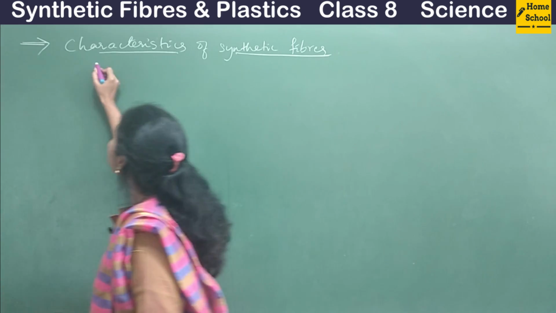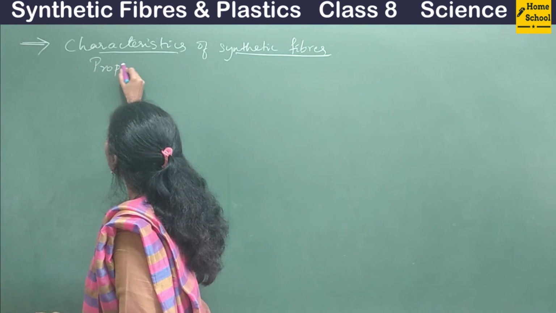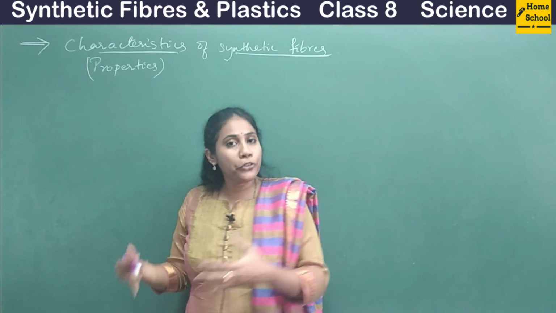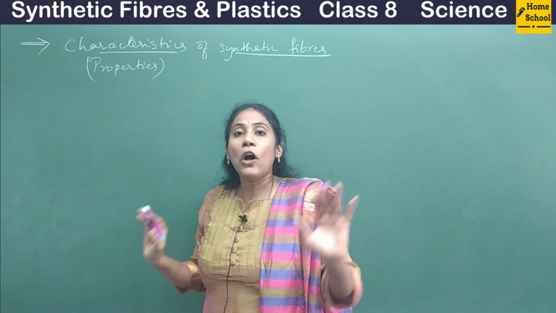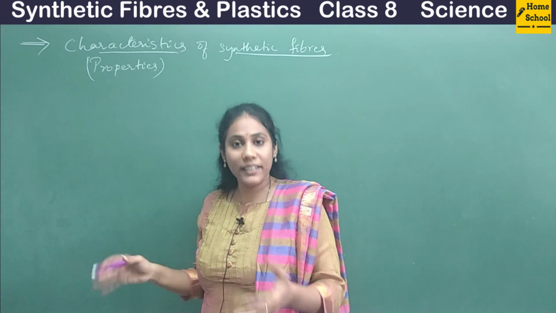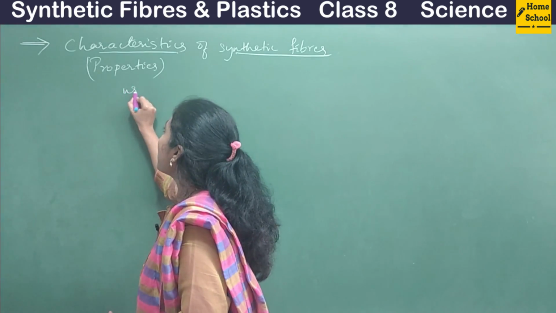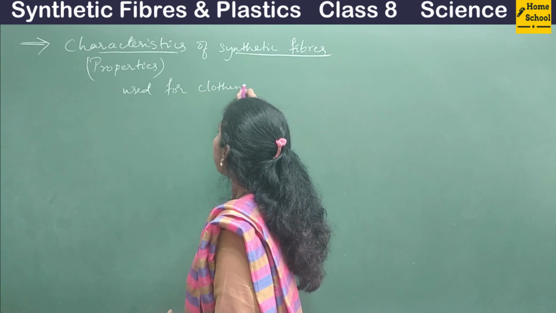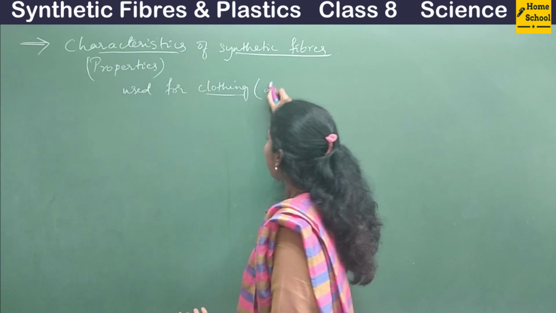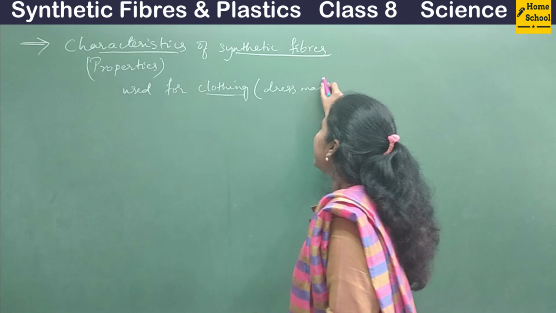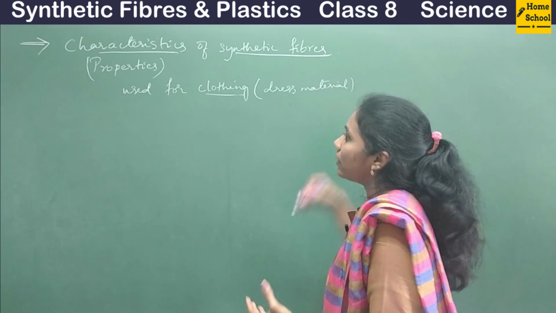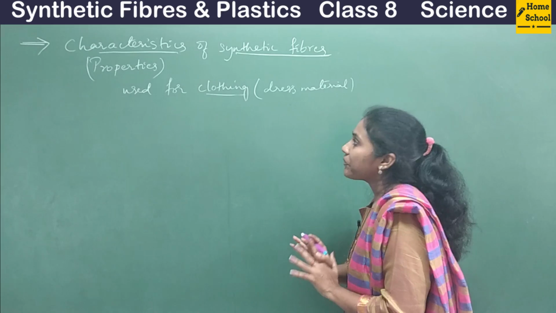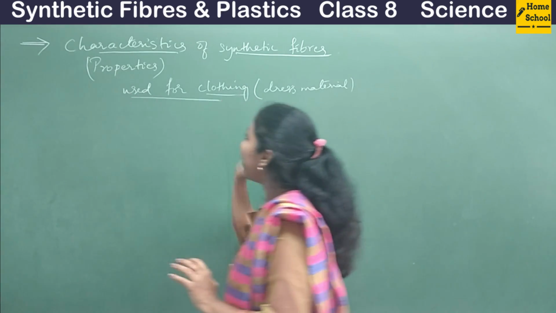So what do you mean by characteristics here? See, we are talking about some of the special properties of those fibers. We all very well know that all these artificial or synthetic fibers are mainly used for clothing. Clothing in the sense to make various dress materials, right? It can be a pant or shirt or sari or whatever it is. So altogether I will call it clothing. So mainly these things are used for making clothing.